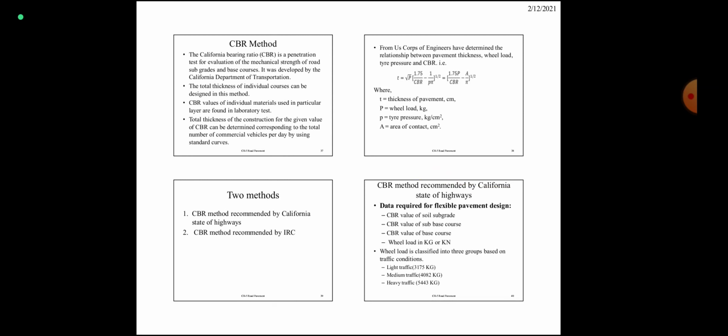ASTO method, Asphalt Institute method, CBR method. The California bearing ratio, CBR, is a penetration test for evaluation of the mechanical strength of road subgrades and base courses. It was developed by the California Department of Transportation. The total thickness of individual courses can be designed in this method.